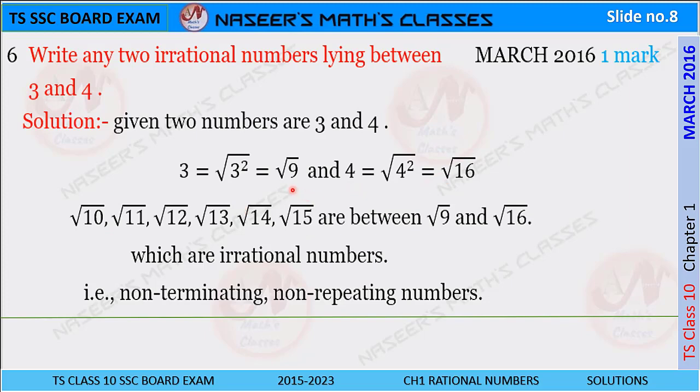So between root 9 and root 16, we have root 10, root 11, root 12, root 13, root 14, root 15. Therefore, these are the required irrational numbers between 3 and 4. That means non-terminating, non-repeating numbers.